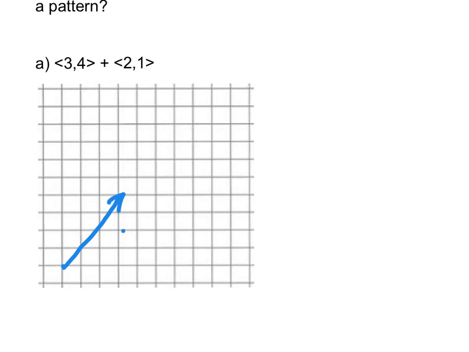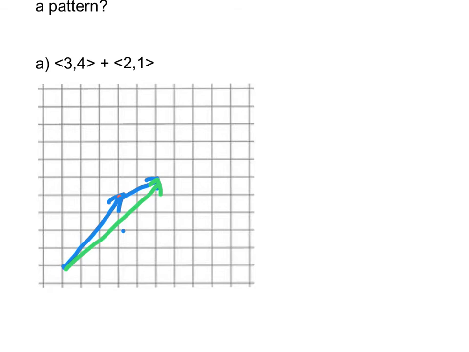Now what's important is the second vector starts from where that one stopped. So my second vector has to start here. It goes 2 units horizontally, 1 unit vertically, and it ends up here. Okay, and now to finish it, you connect the start of the first vector to the end of the last vector, and it goes there.